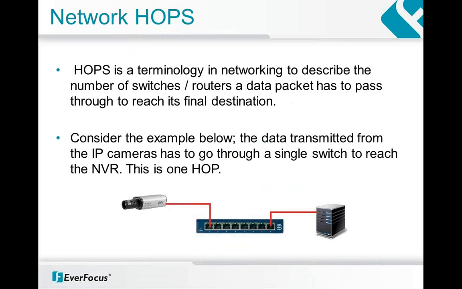Next, we're going to talk about network hops. Hops is a networking term to describe the number of switches or routers a data packet has to pass through to reach its final destination. Consider the example below. The data transmitted from the IP camera has to go through a single switch to reach the NVR. This is one hop. So you have the camera into a switch to the NVR. That's one hop. This switch is considered one hop.